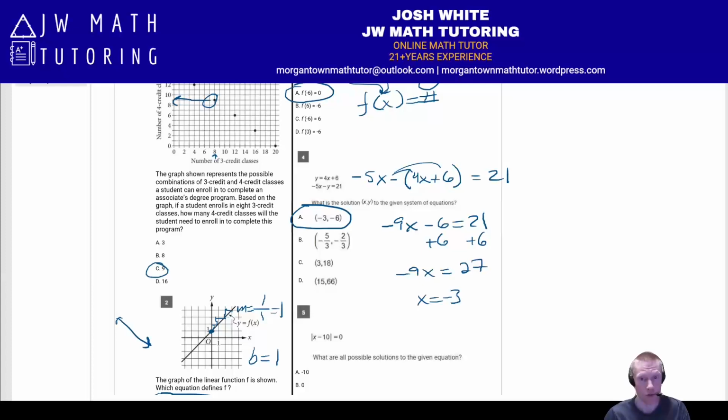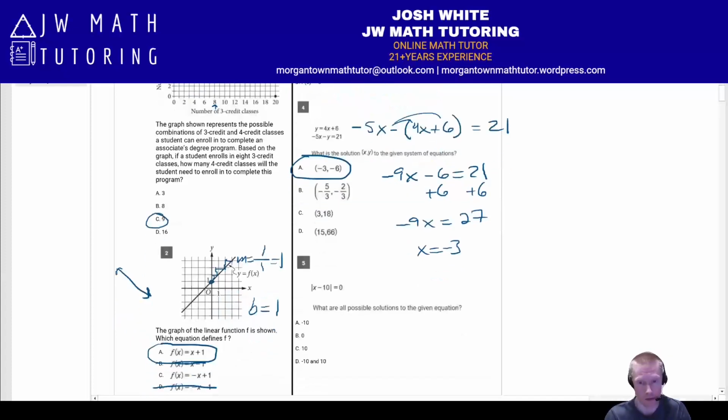But because this is no calculator, you'd have to do it all in your head or by hand, and if there's an answer choice here that deals with fractions, I probably wouldn't recommend that. But that is always a possible option for you when you have a system of equations and you're given the answer choices.